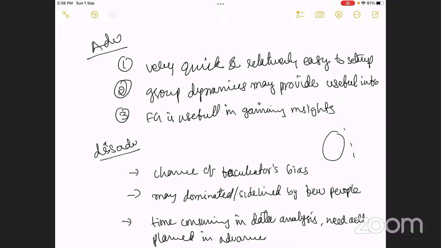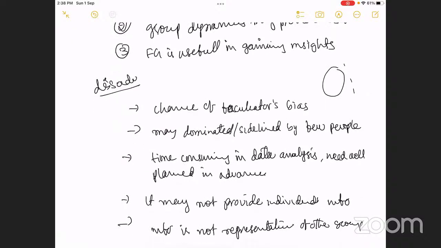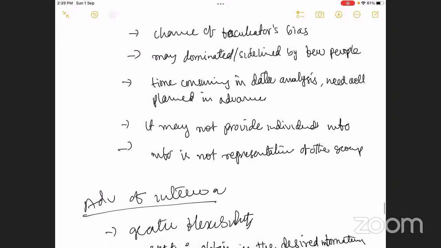And also it takes a lot of time for analysis. That needs well advanced planning. To conduct the FGDs, you need to have well advanced planning. In a focus group, it means a group. So here you won't get any individual information; you get the information of the group. And sometimes one group's information may not be representative of all the groups. It may be different from group to group. These are the disadvantages.